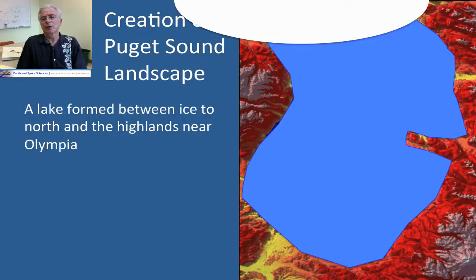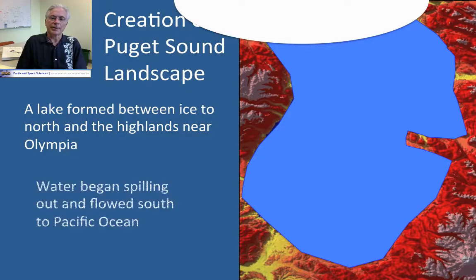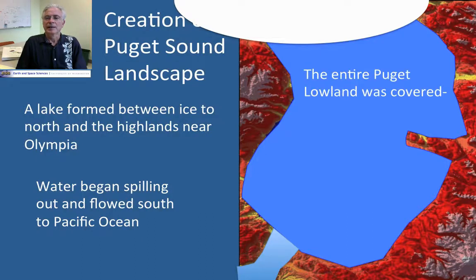So the entire Puget lowland was covered by water. And as the water rose to a sufficiently high level, it began to spill out south of Olympia and then down to the Pacific Ocean in the neighborhood of Hoquiam. So, entire Puget Sound lowland covered.